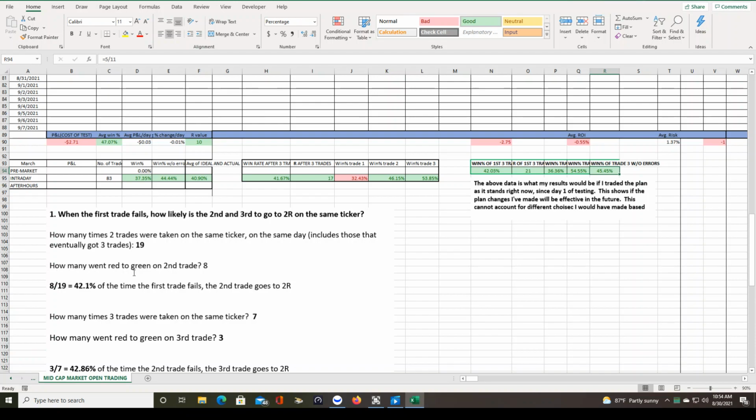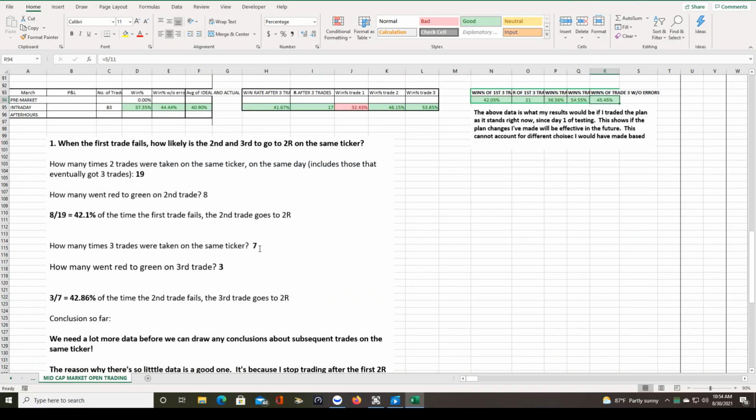But I already know how many times it went from red to green on the second trade. It's 8 times, so that's 42%. Anything above 33% is profitable, so we're good there. How many times did we take 3 trades on the same ticker? 7. And how many times did it go green on the third trade? 3 times out of those 7. So again, about a 43% win rate there, definitely profitable. But we need really more data to draw a conclusion on that.